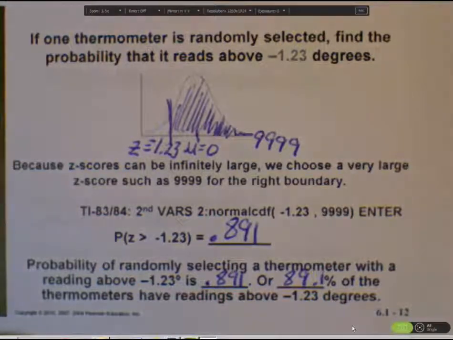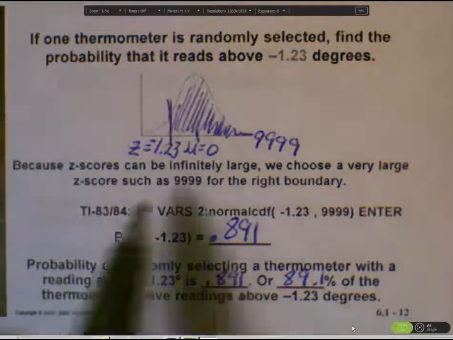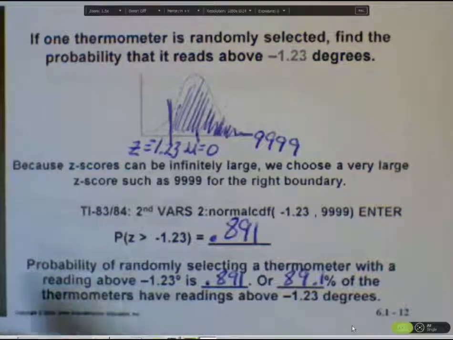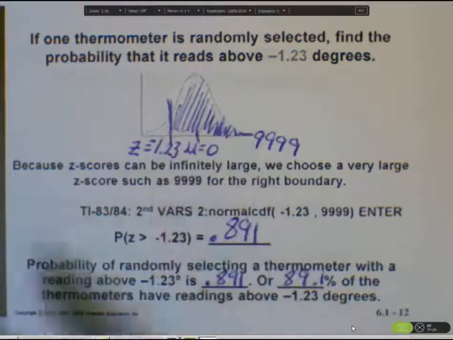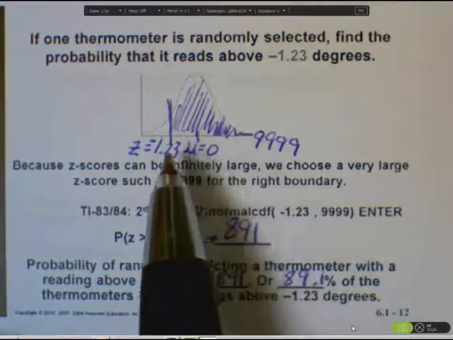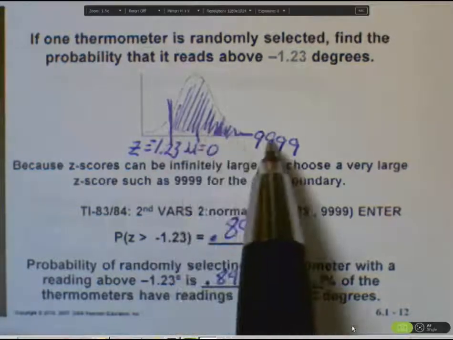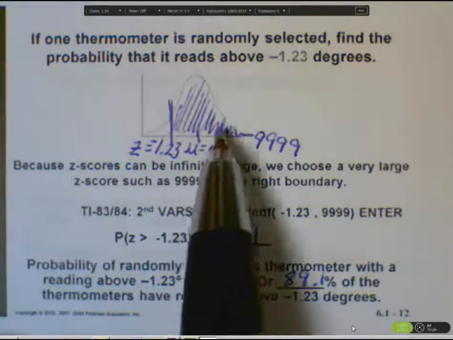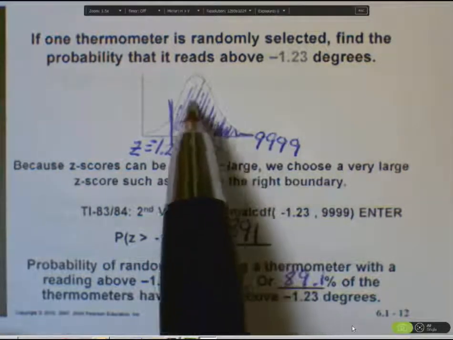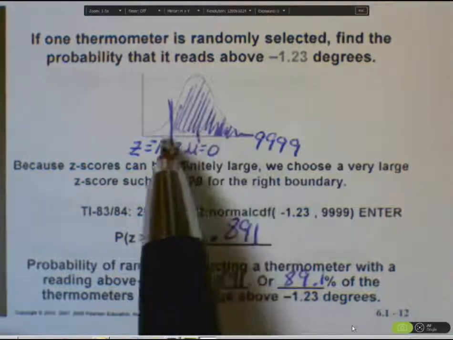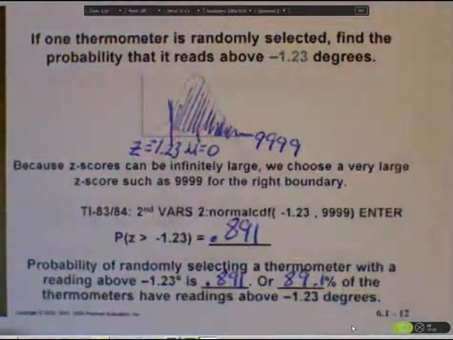So in the previous 3 examples, I was either given a left and a right score, or I was given a right score and shaded forever to the left, or I was given a left score and shaded forever to the right. But in all 3 cases, I was looking for a probability, and a probability is the same as the area under the curve from my left score to the right score.